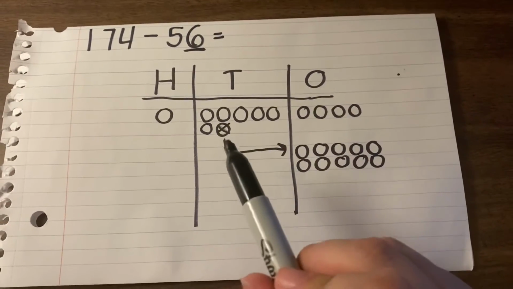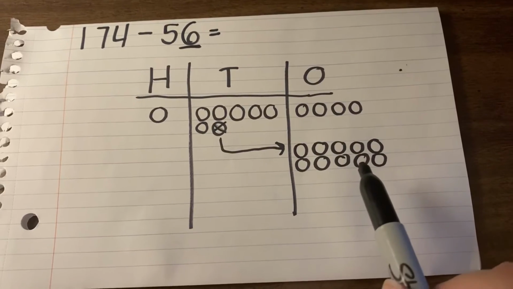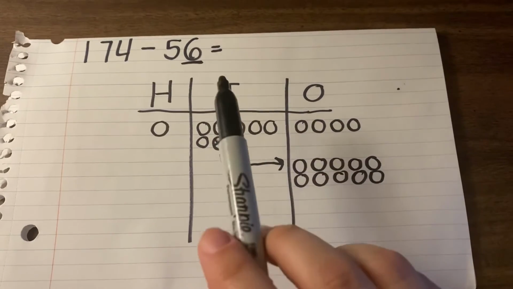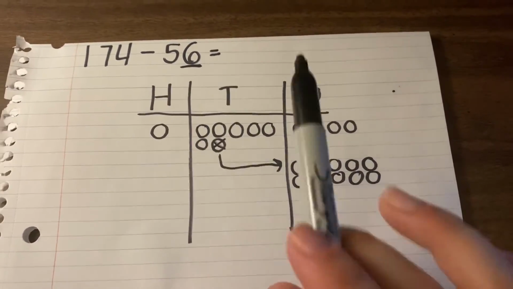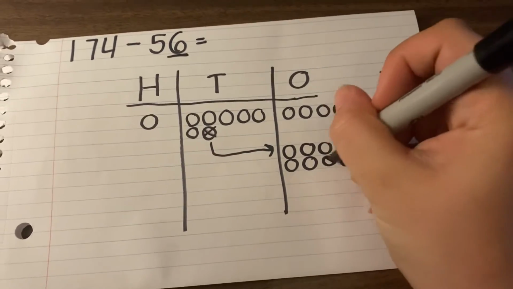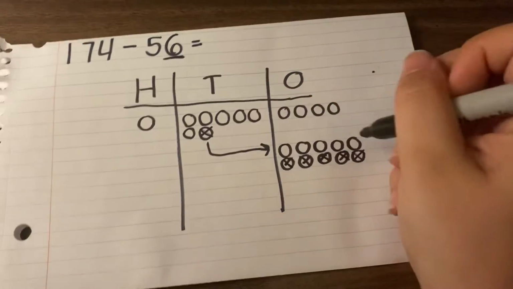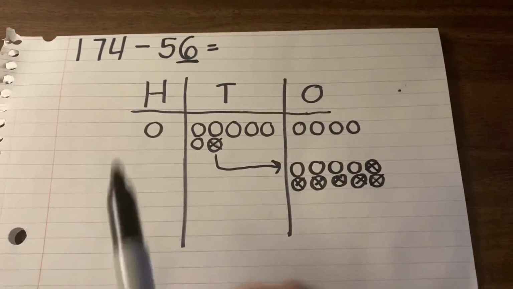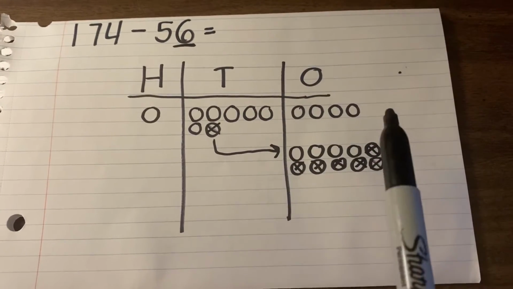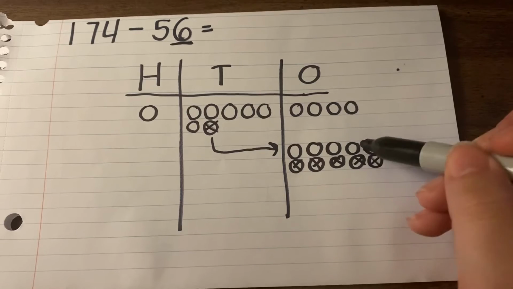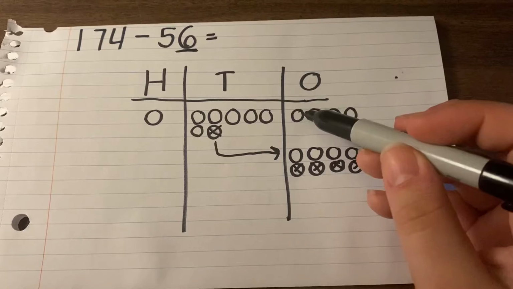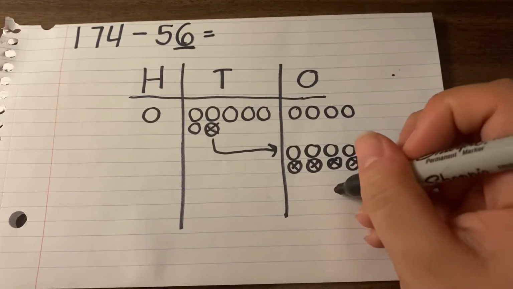All right, so we just unbundled 10 into 10 ones so that we could subtract our 6. Now we have enough ones to subtract our 6 ones. Let's go ahead and cross them out together. 1, 2, 3, 4, 5, 6. Awesome. We've subtracted our 6 ones. How many ones does that leave us with? Let's count them. 1, 2, 3, 4, 5, 6, 7, 8. Left us with 8 ones.